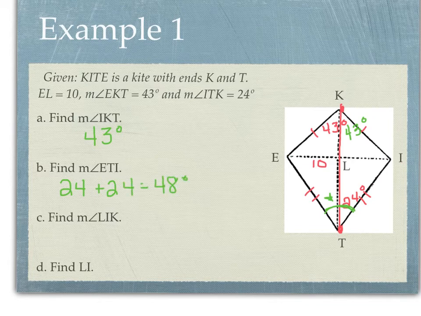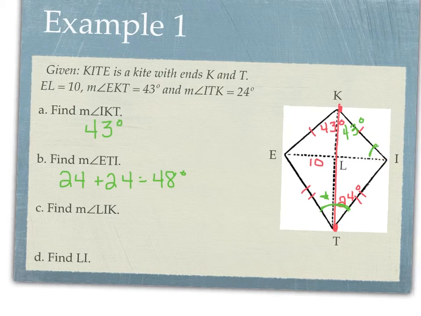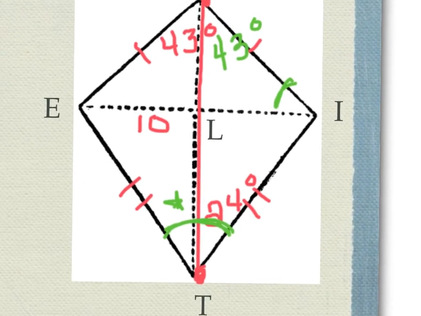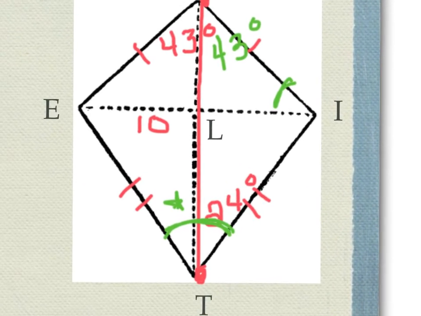All right, LIK. This one is a tough one. LIK is right here. I'm actually going to zoom in on that picture a little bit so we can see it. How would we find this angle? Gabby? 90 plus 43, and then subtract that from 180. Where are you getting 90 from?